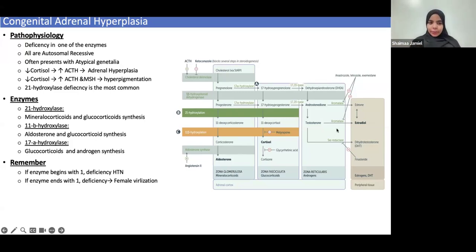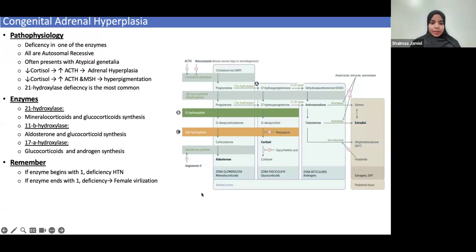Also, with it you're going to have increased androgens, which is going to cause female virilization. However, in 17-alpha-hydroxylase deficiency, you're going to have normal mineralocorticoids. They're not affected. The only affected parts are the glucocorticoids and the androgens. So now that you have low androgens, you're not going to have female virilization. However, males can present with ambiguous genitalia because they're not able to produce testosterone.